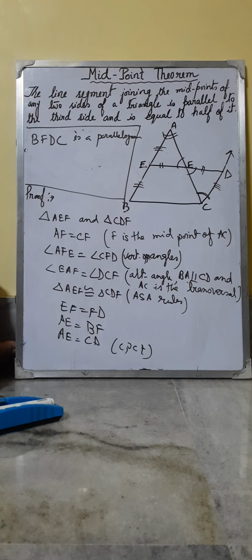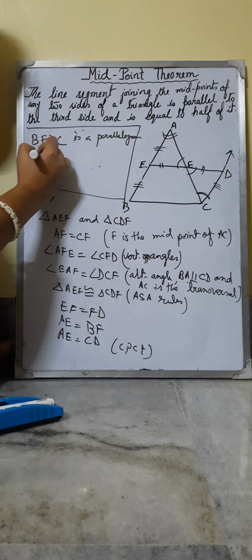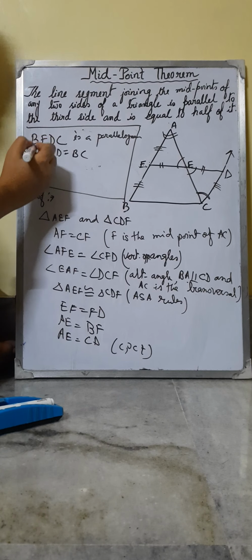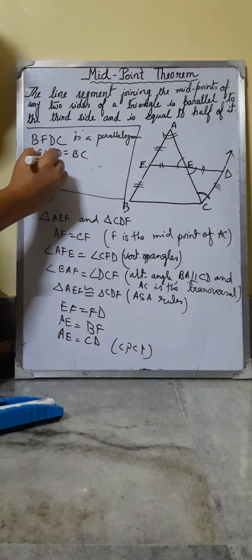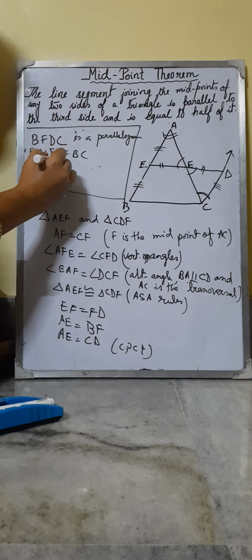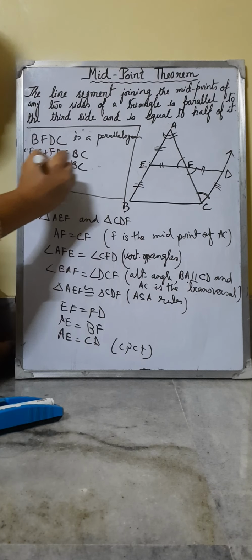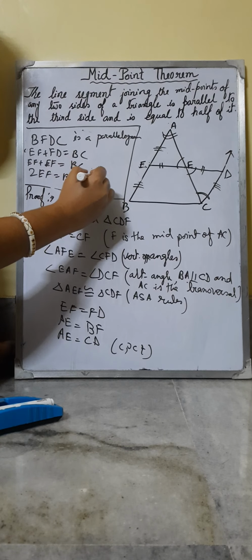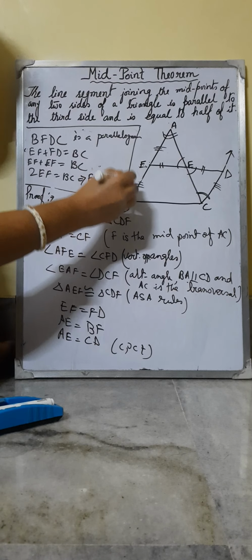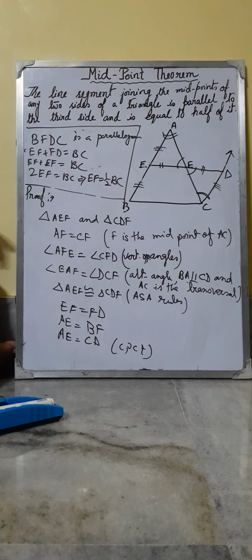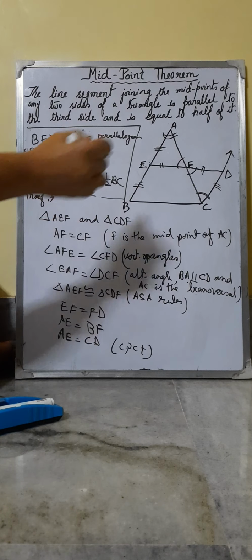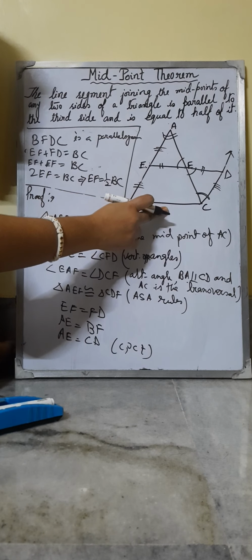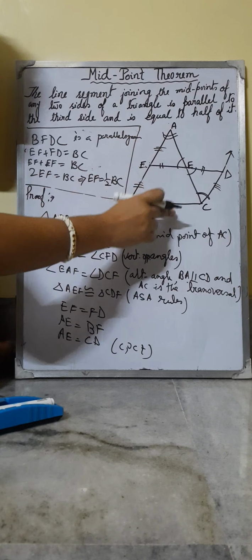So you can easily say that EF plus FD is also equal to BC. But we know that EF equals to FD. So in place of FD, we can write EF. So 2EF equals to BC. Or you can say that EF equals to half of BC. Right. So the theorem said that if the midpoints of a triangle are joined, it is parallel to the third side and it is half of the third side.